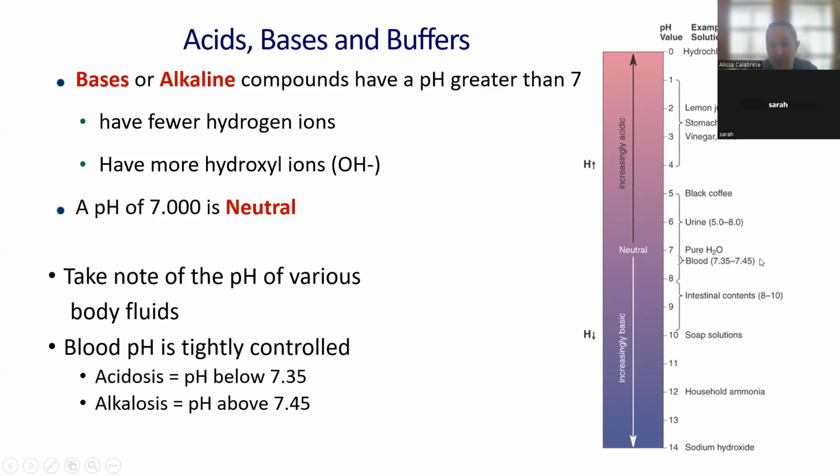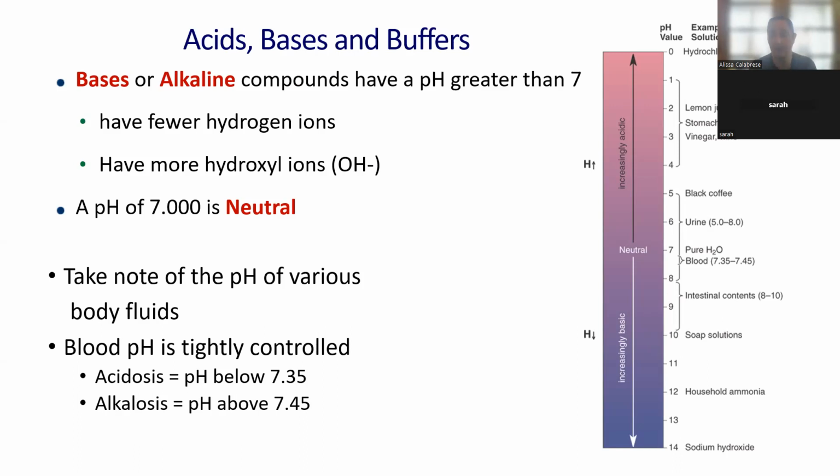Up here we see blood. Blood is just a little above the neutral point, so it's actually alkaline, and your blood should be ever so slightly alkaline, between 7.35 and 7.45. That is very tightly controlled to maintain homeostasis.